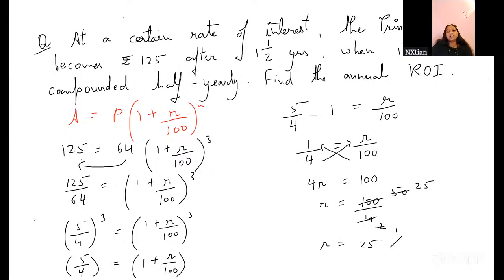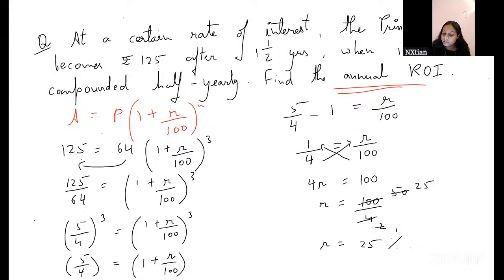25%. Now there is one very important thing that we have to keep in mind. What is that? See, R right now, we calculated this R for 6 months. Why? Because compounding is being done half yearly. So we calculated this 25 half yearly. 25 is the rate of the 6-month period. But the question says find the annual rate.